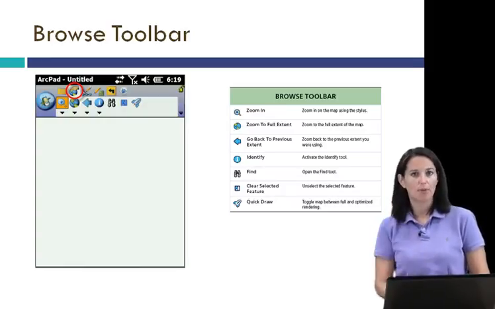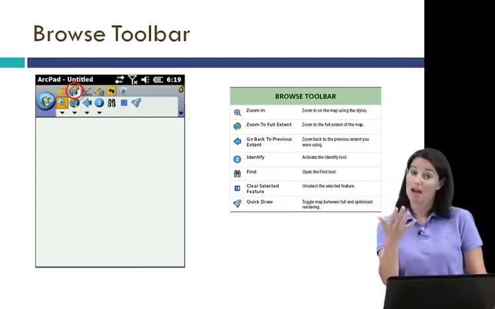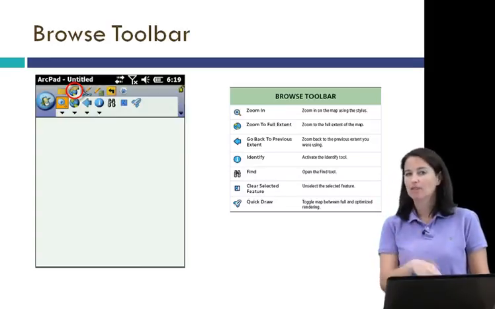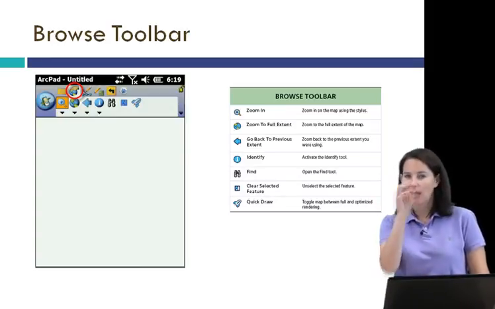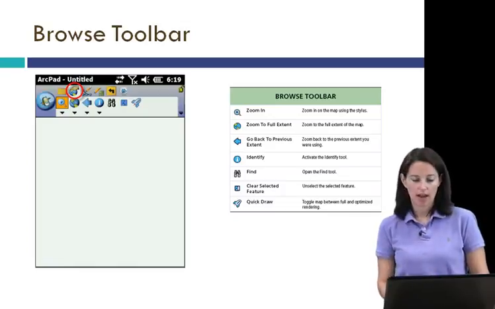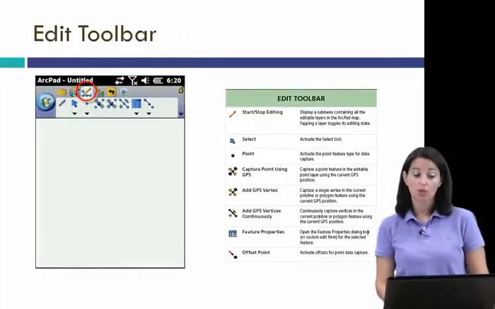Like if you were to tap the drop down under zoom in, you're going to have a zoom out and a pan. So most of the associated tasks of what that one icon is are underneath the icon. Edit toolbar.